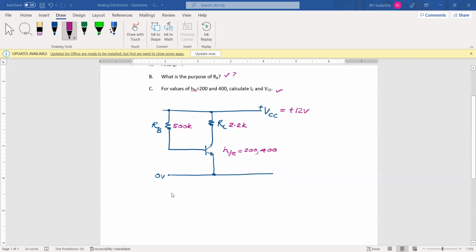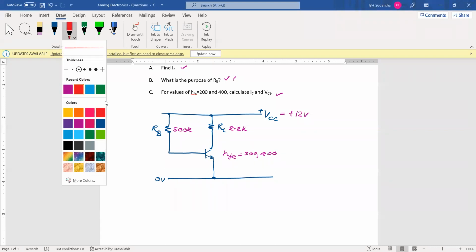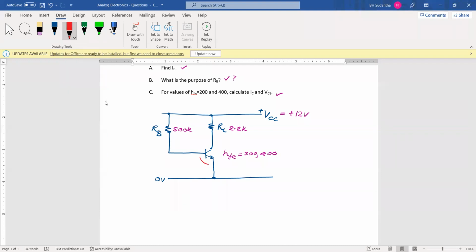Okay, how can we find these things? First of all, we should know that to turn on the transistor, we have to forward bias this emitter-base junction. To forward bias this emitter-base junction, we have to apply 0.7 volts across the base to emitter junction. Then here we have 0.7 volts. Then across RB, what is the voltage? It should be, supply voltage is 12 volts.